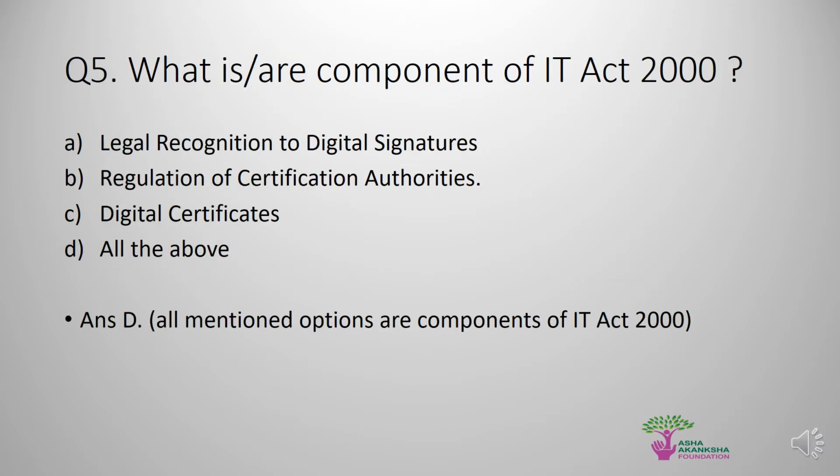The next question is, what is the component of IT Act 2000? Options are A. Legal recognition to digital signatures, B. Regulation of certification authorities, C. Digital certificates, or D. All of the above. The correct answer to this question is option D. That means to say all of the above. That is legal recognition to digital signatures, regulation of certification authorities, digital certificates. All three are the components of IT Act 2000.